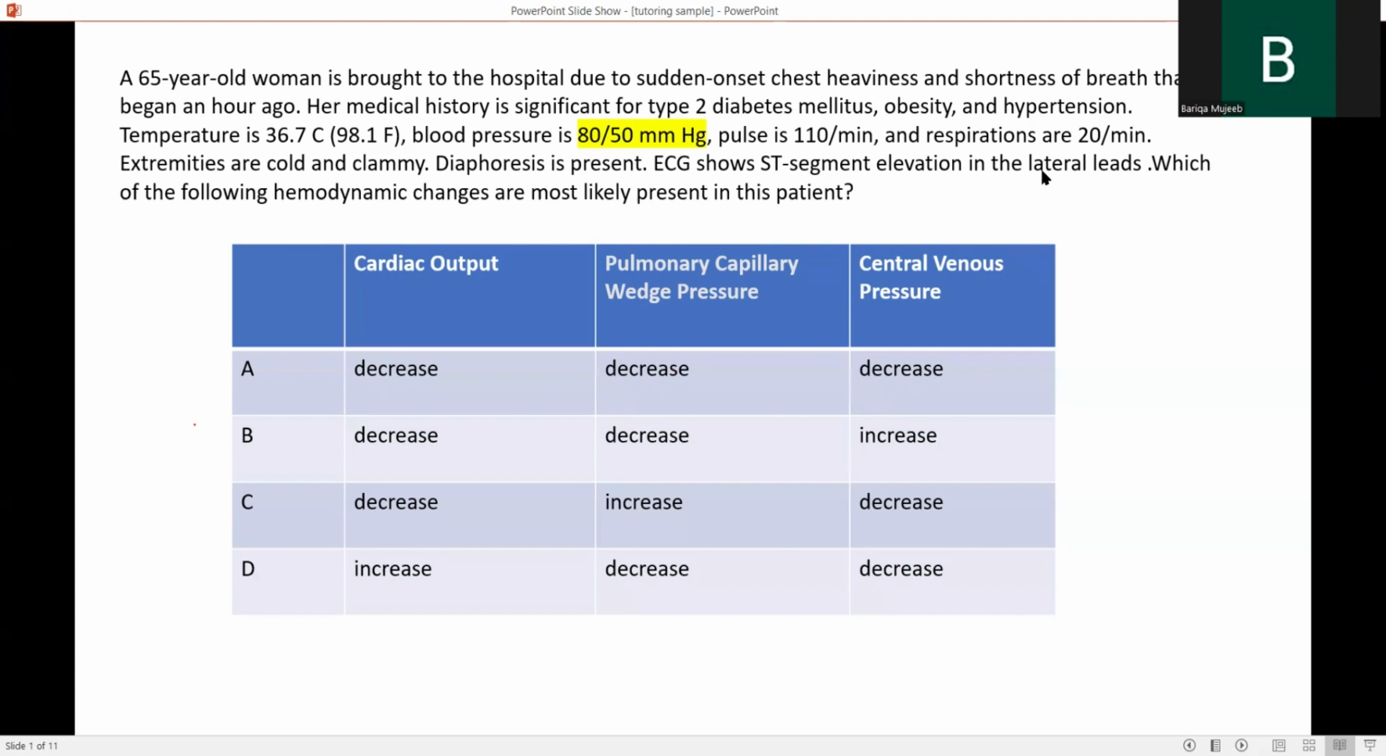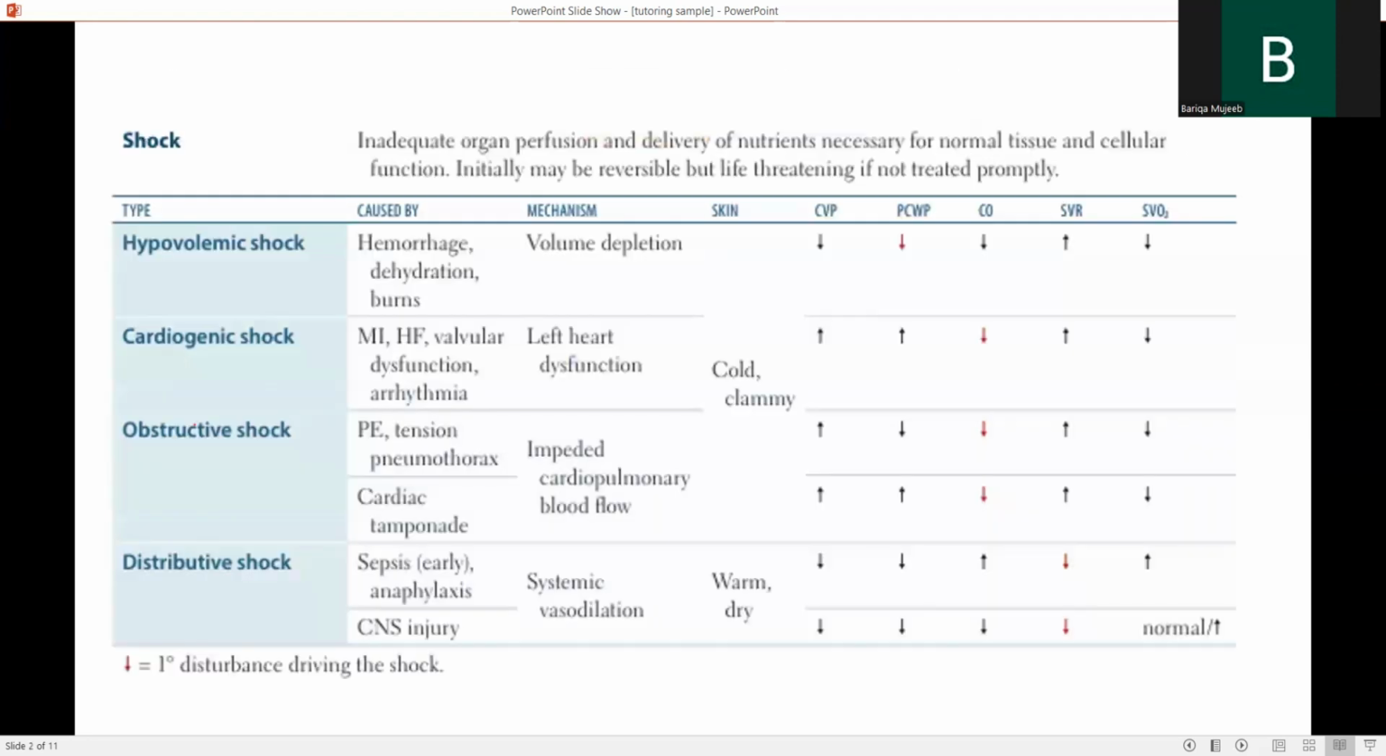So what will it lead us towards? The shock, because BP is extremely low and the ECG shows there is some cardiac pathology. What are the hemodynamic changes? Before answering the question, let us study the parameters and how we will differentiate between the different types of shock. Here I have mentioned the types of shock, but we are mainly concerned about how we are going to differentiate between various types.